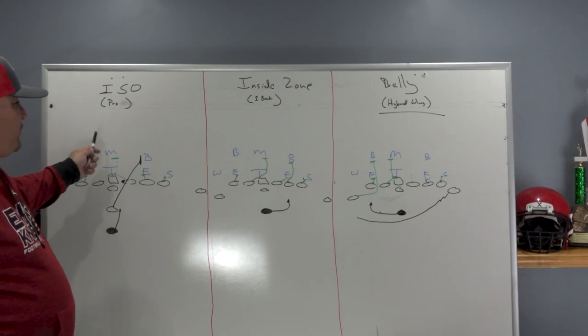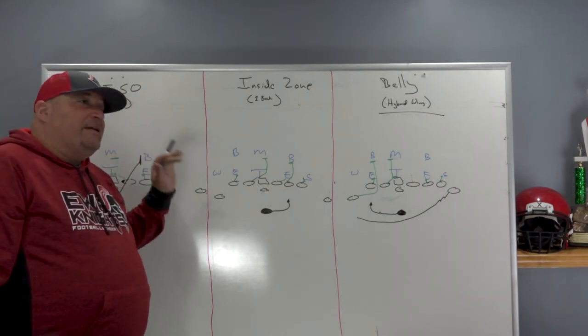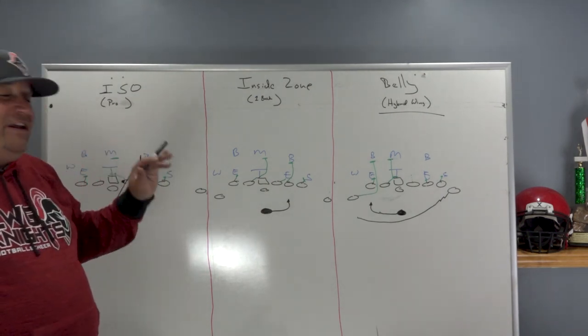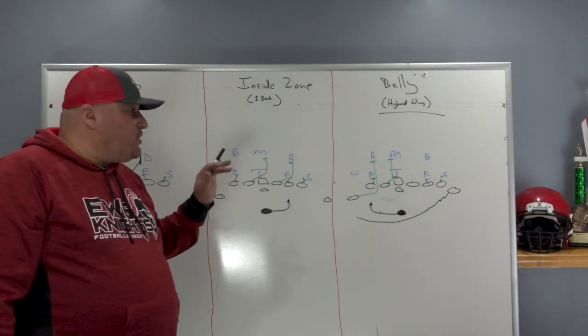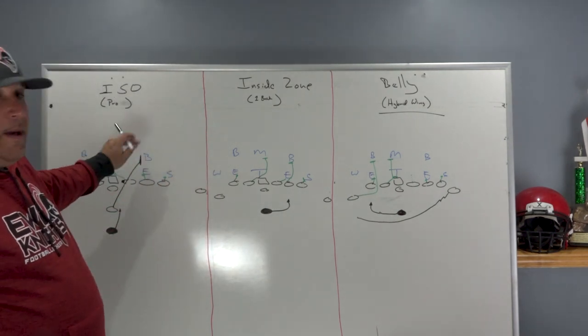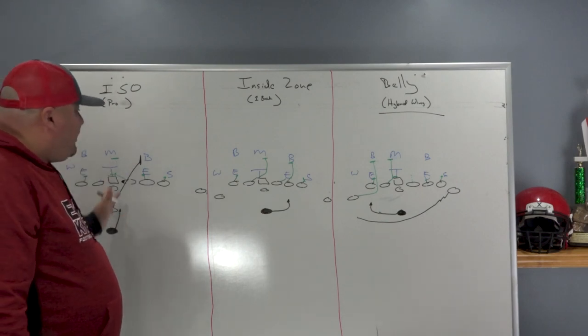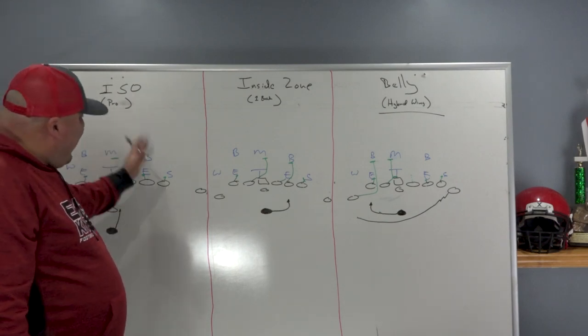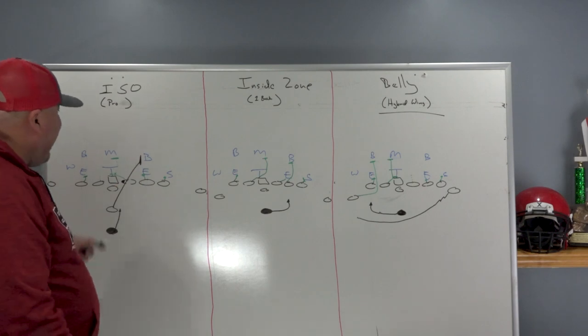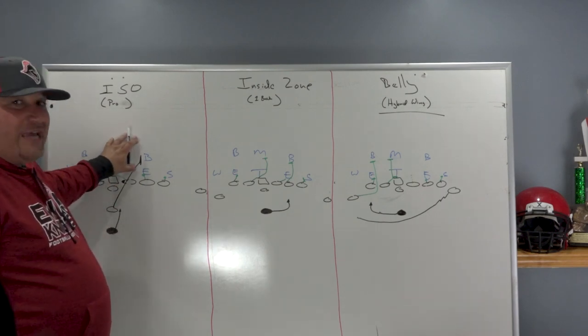The pro style ISO type play is a big on big type play. I believe big on big, in my world, falls under a gap scheme category because it's not an option running play where we're going to try to cut the defense off from the backside and isolate the front side linebacker to create an avenue right over the guard type area.